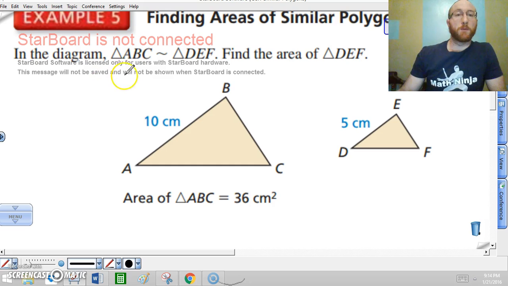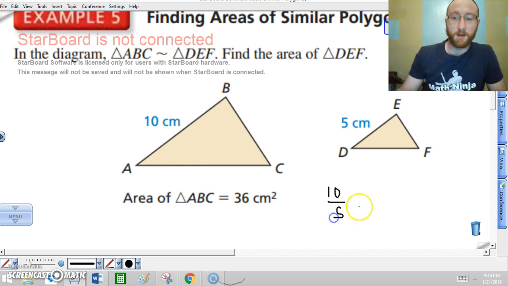Alright, so let's see. We know triangle ABC and triangle DEF are similar. We want to find the area of DEF. So what I can do is I know the ratio of the areas is equal to the ratio of the sides squared. What that means, I'll set up 10 over 5. Now I got to square this ratio, which is equal to, now this is 36, and I'll just label that A.